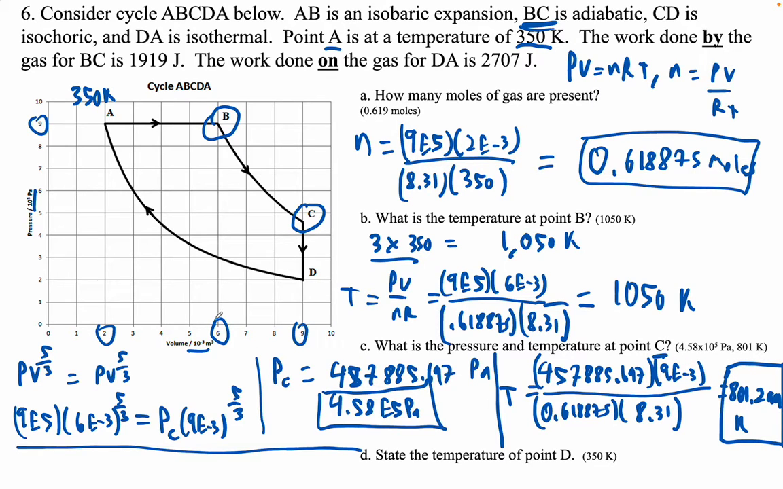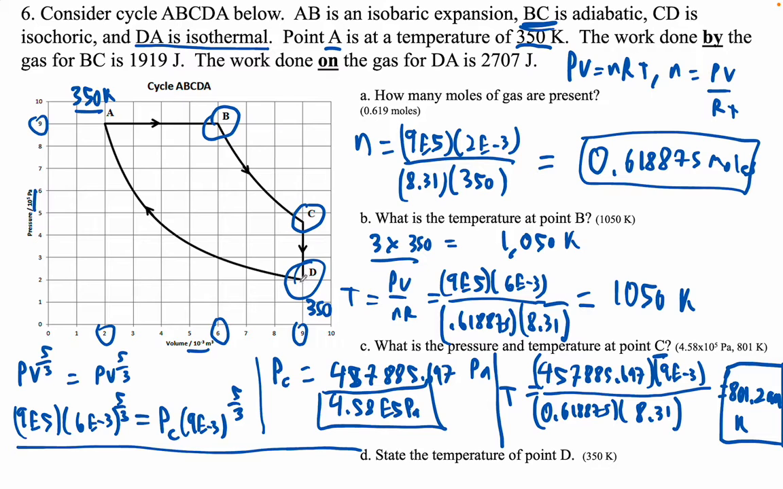State the temperature of point D. Well, DA is isothermal, right? Isothermal means constant temperature. So if you go from D to A at a constant temperature, that means that D has to be the same temperature as A, right? Okay. So D is also 350, right?